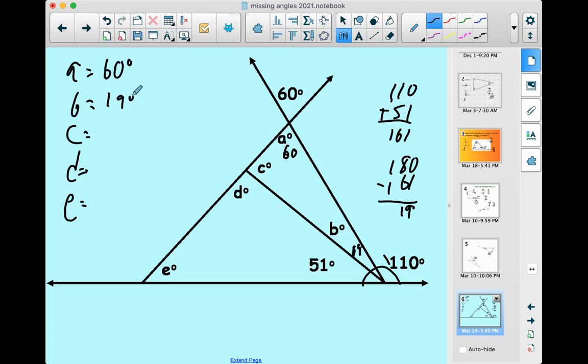Well that's going to help because now I knew one of the angles in this triangle. Now I know 2. So I got 60 and 19 add up to 79. 180 minus 79 is 101. So figuring that out leads me to C being 101. Well, what can I find out next? Well, now that I know C, I can figure out D because they're supplementary. They make a straight line. So this is 101. Subtract that from 180, I get 79. So D is also 79 degrees.